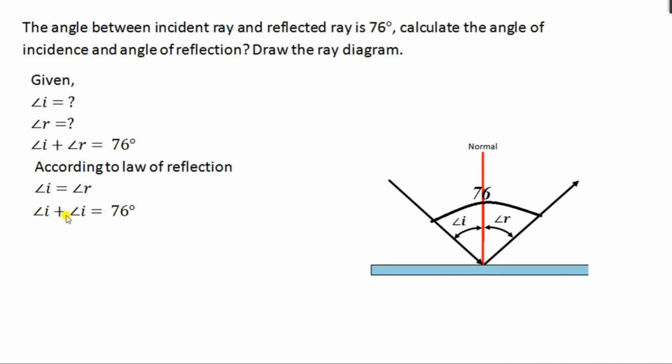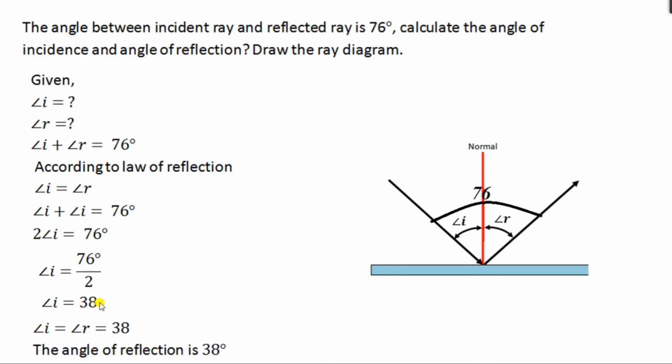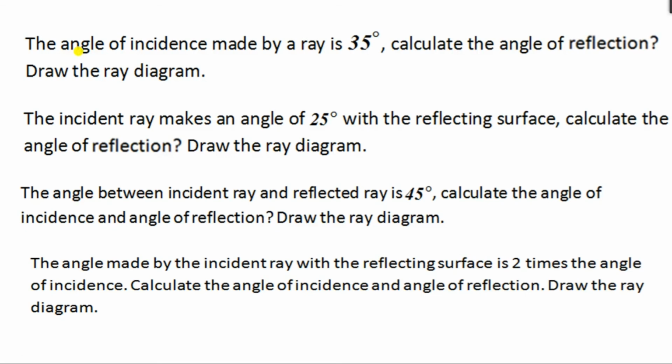If you add angle I and angle I, you will get 2 angle I. So now you take these two down, and if you divide 76 by 2, you will get 38. So angle I is 38, and if angle I is 38, angle R is also 38 because of law of reflection, which we have already written out here. So angle of reflection is 38 degree. Now you can try these questions. These are the similar questions which we have done before.